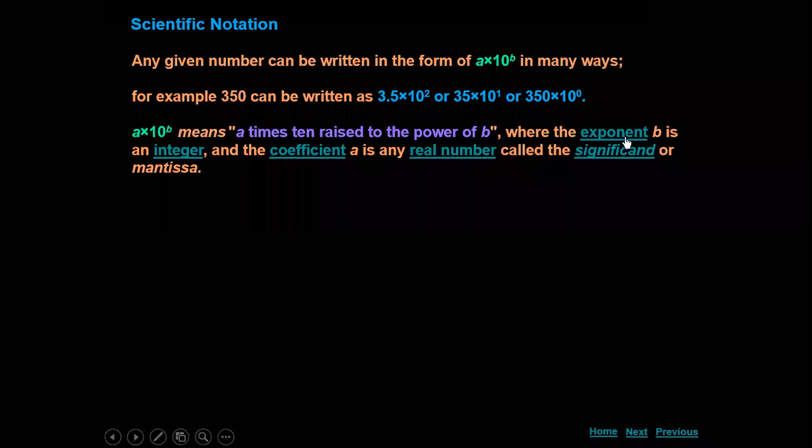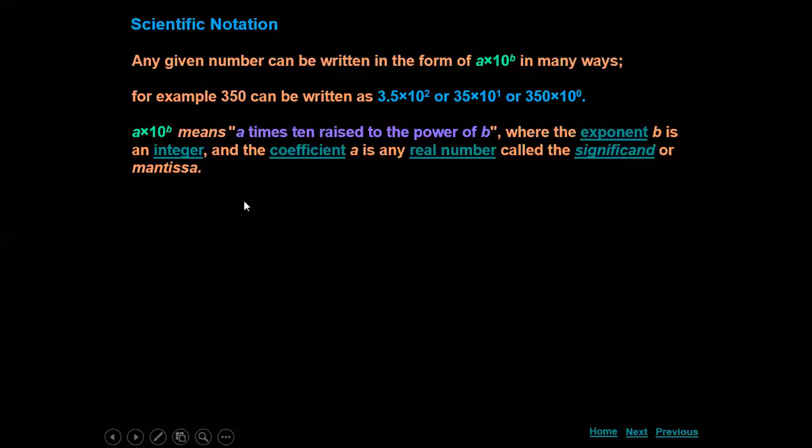And see, the exponent b is an integer, it should not have fractions when we are writing in scientific notation, and the coefficient a is a real number. So this is a real number. Imaginary numbers we won't write. Imaginary numbers, you will come to know in intermediate maths only. And a real number called the significand, not significant, significand. A is called significand or mantissa.